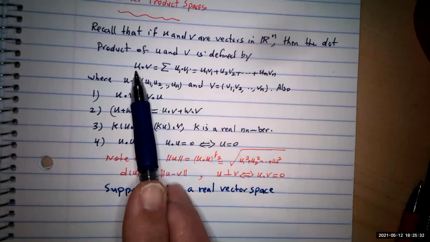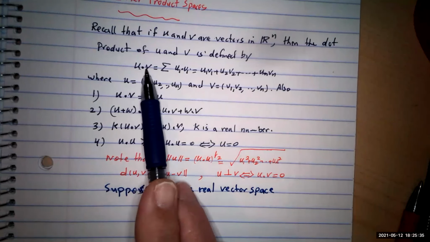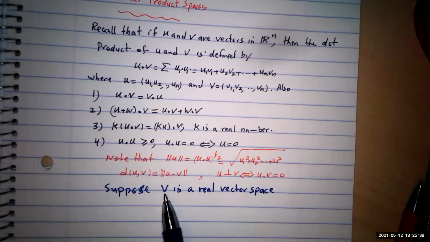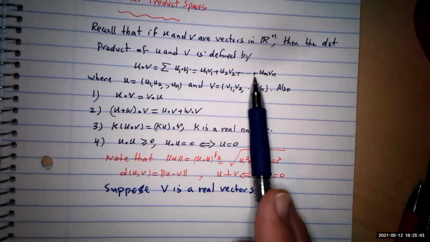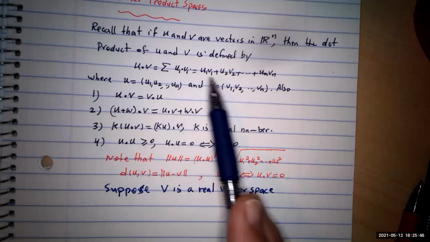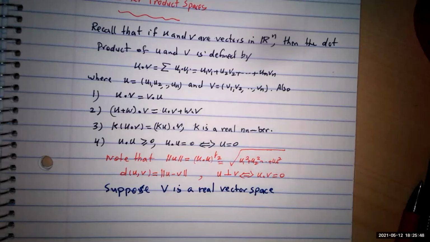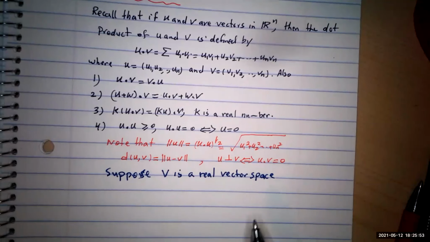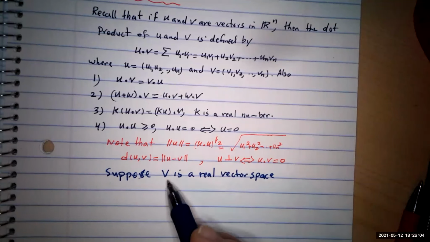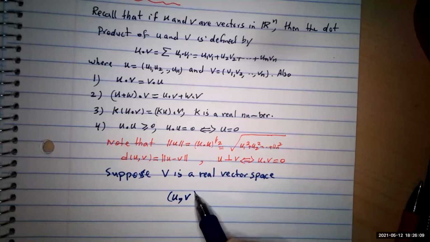I have to pick two vectors u and v in the vector space, and I have to assign a number to it. Assigning a number to it means I have to introduce a function. So this is going to be a real vector space. What I'm going to do is pick a pair of points, and a pair of points means a pair of vectors, u and v.